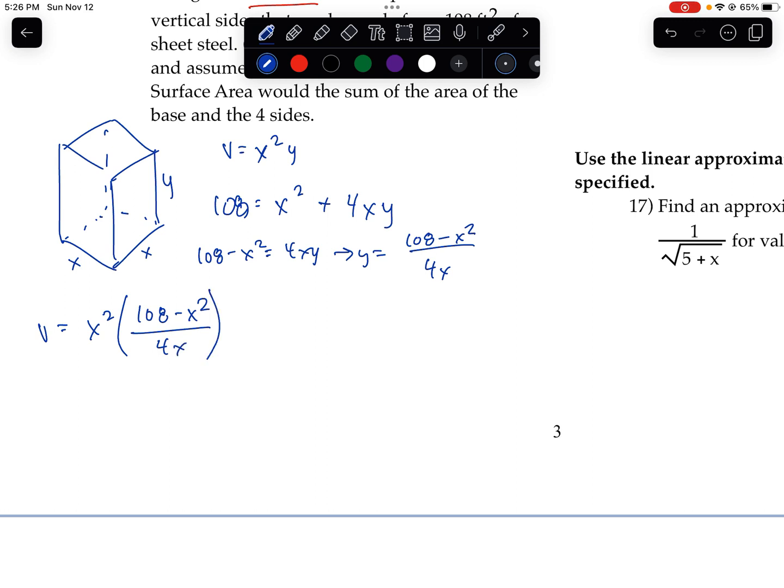And if we want to simplify that, x will cancel with an x from that x squared. Then we can distribute that x squared in there. So we get 108x minus x cubed divided by 4. Right? So that's equal to 108x over 4 minus x to the third over 4. So this is our volume.